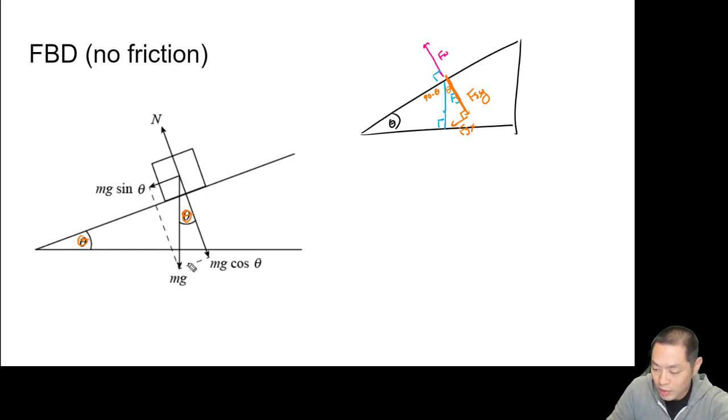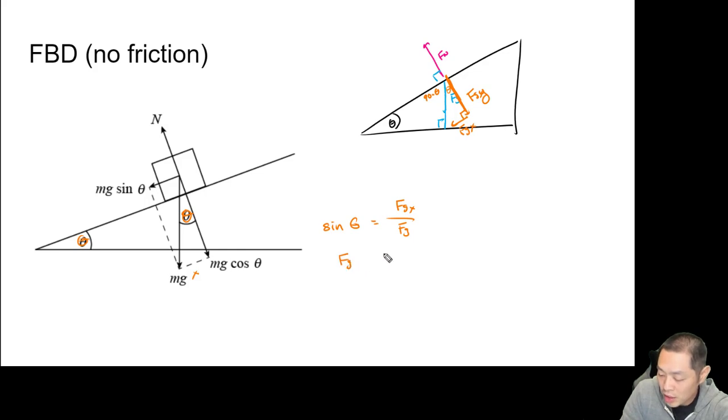Once that's true, and we're just looking at it a little bit rotated, here is my hypotenuse. Here's one leg, here's another leg. So if we have sine of theta, which is opposite over hypotenuse, and the opposite will be this one right here, which we'll label FGX, it will be FGX over the hypotenuse, which will be FG. And then when you move it around, FG sine theta is going to be equal to FG in the x direction.